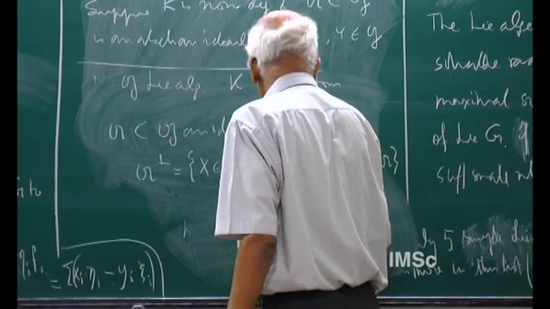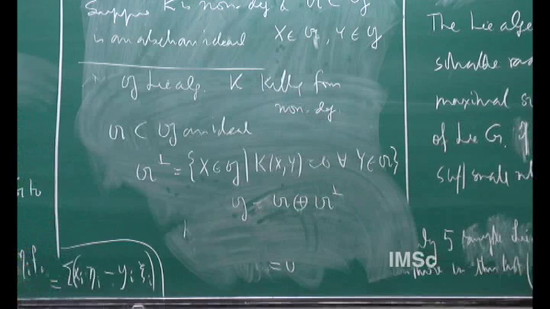Direct sum, both are ideals. So by some induction on dimension, you see that everything breaks up into a direct sum of simple ideals, simple algebras. The bracket of A and A perp is also 0, because A is an ideal, A perp is an ideal, and their intersection is 0. So if we take X here, Y there, the bracket XY will fall into the intersection, which will be 0.